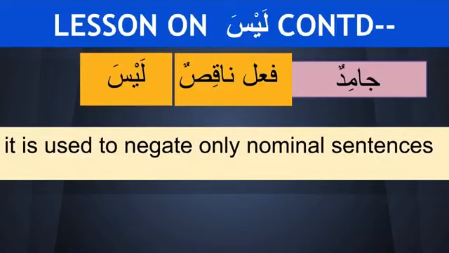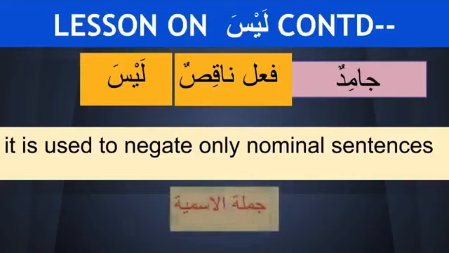And Laysa is used to negate only in nominal sentences. We have known a few particles of negation like la and ma, which means no, and this Laysa, which is also negation, but it's used only in nominal sentences, that is Jumlatul Ismiya. It is not used to negate any verbal sentence. So we have different particles for verbs, which we'll be learning in future, inshallah.